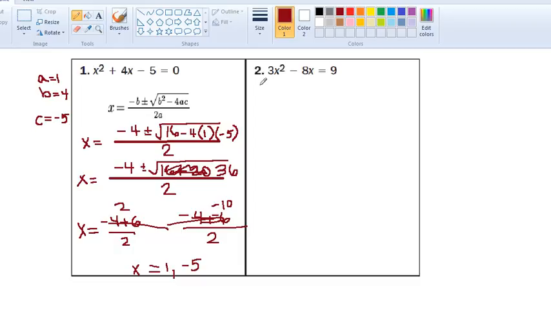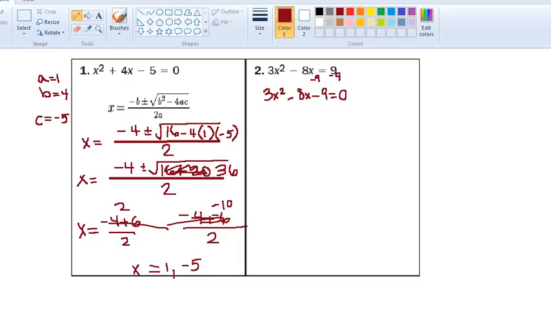So first thing we have to do is make this into standard form. So we've got to subtract a 9 right here and subtract a 9 right here. And what's going to come out here is 3x squared minus 8x minus 9 equals 0. Now it's in standard form.